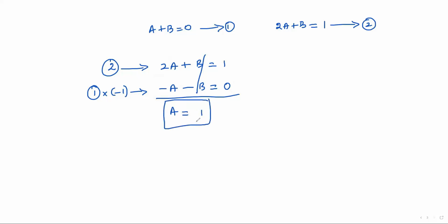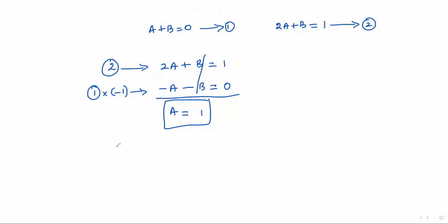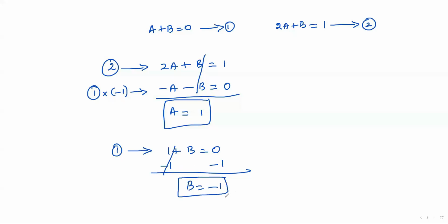Okay, to get the value of B, I can plug in A is equal to 1 into one of the 2 equations we have over here. I'm going to plug in A is equal to 1 into the first equation. So 1 plus B is equal to 0. So I subtract 1 from both sides. So I'm getting B is equal to -1. So I got the value of B.